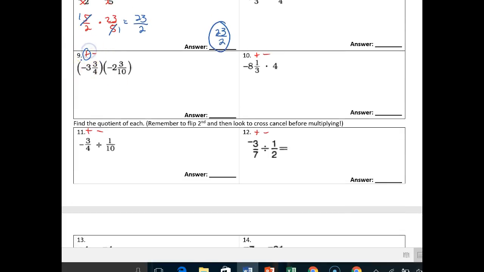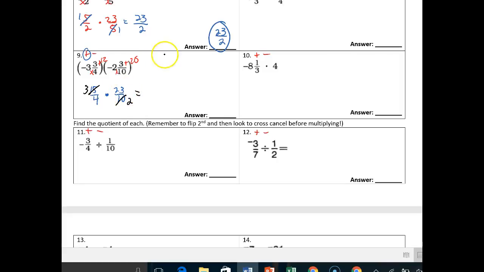All right, so here, 2 negatives. My answer should be positive. Let's go ahead and make sure we change these to improper fractions first. So plus 12. Plus 20. What do I get? I get 15 over 4 times, that's what parentheses next to each other means, 23 over 10. And now I can go ahead and cross cancel, divide both those by 5. So 15 divided by 5 is 3. 10 divided by 5 is 2.